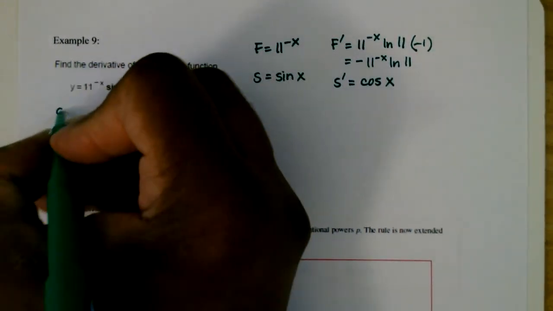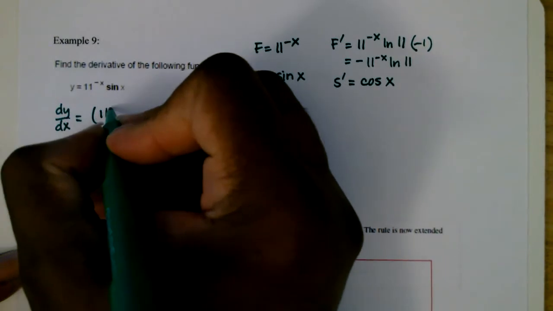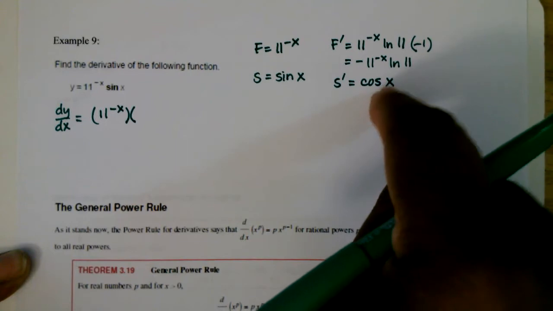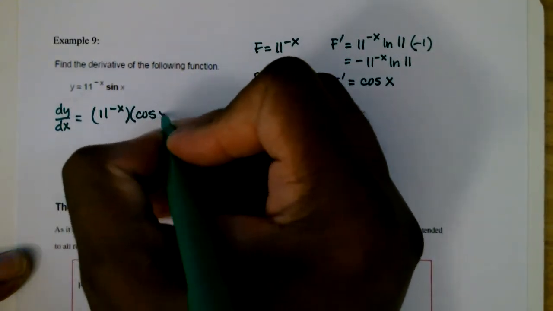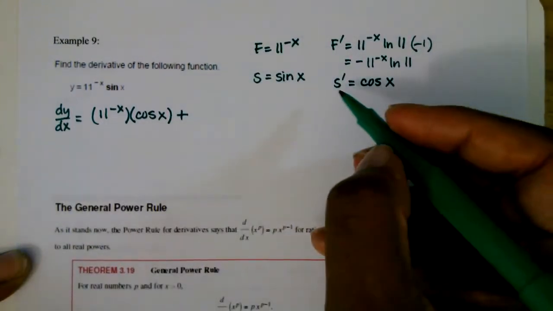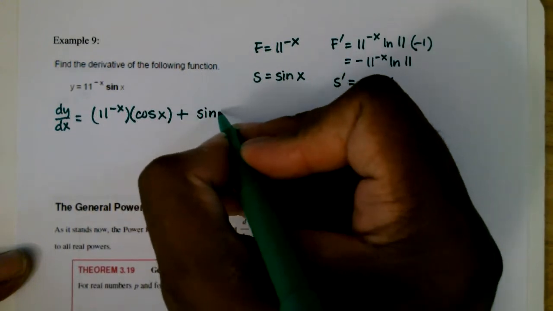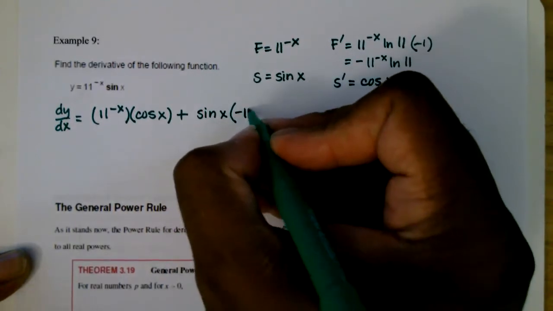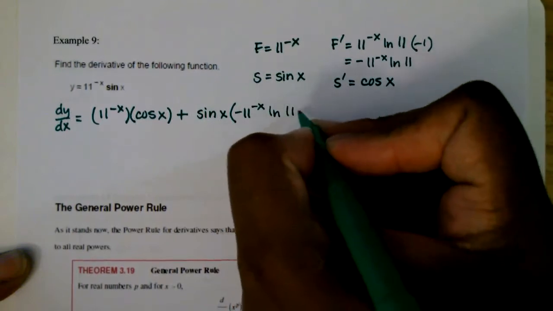And now we're going to do dy/dx. That will be first, which is 11 to the negative x times the derivative of the second, which is the cosine of x, plus the second, which is sine of x, times the derivative of the first, which came out to be negative 11 raised to the negative x times the natural log of 11.